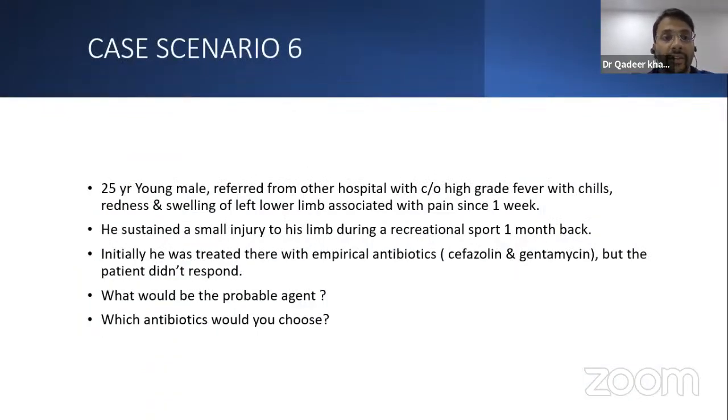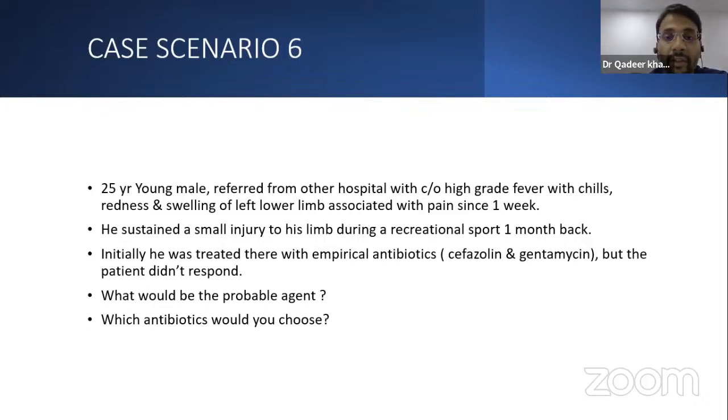Another case: a 25-year-old young male referred from another hospital with a high-grade fever with chills, redness, and swelling of the left lower limb associated with pain since 1 week. He sustained a small injury to his limb during a recreational sport activity 1 month back. He was treated with empirical antibiotics covering mostly gram-positive and gram-negative organisms, but the patient did not respond. So it looks like the patient did not receive an appropriate empirical antibiotic. What will be the probable agent and which antibiotic would we choose?